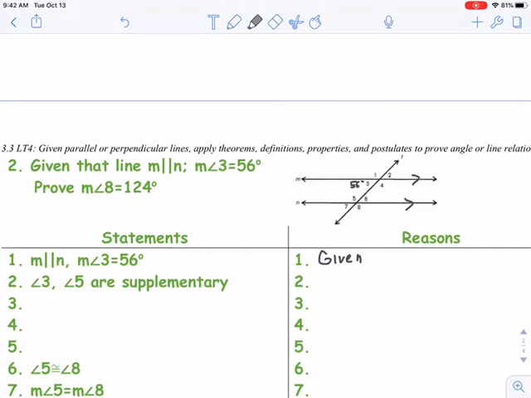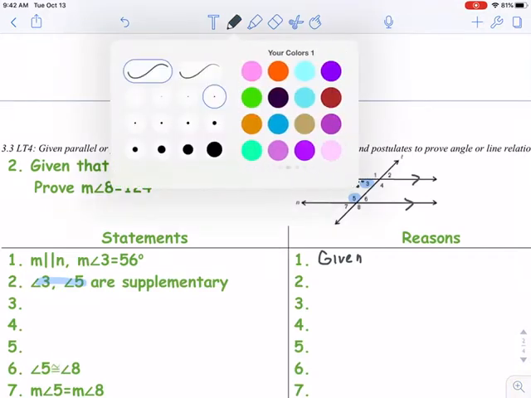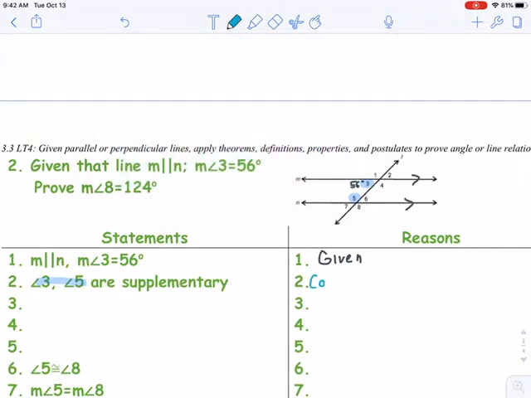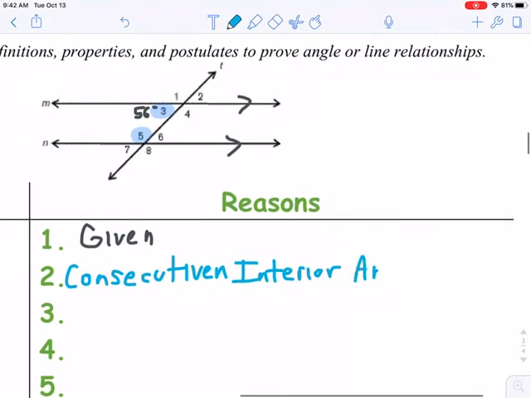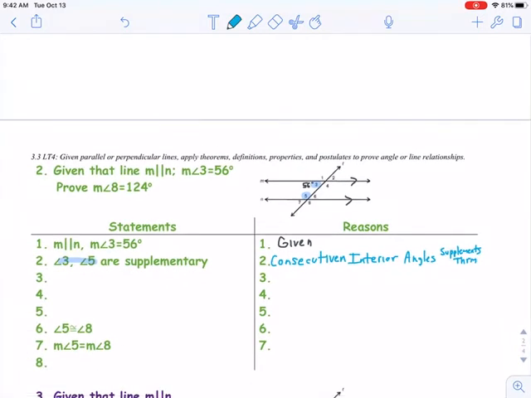Okay, now watch this. Let's emphasize some things. We're talking about angle 3 and angle 5. So remember, we can always tell things by looking at the picture. How do we know angle 3 and angle 5 are supplementary? Well, by looking at the picture, I can tell that they're consecutive interior angles, so the consecutive interior angles supplements theorem. All right. Since they're consecutive interior angles, they're supplementary by the theorem itself.